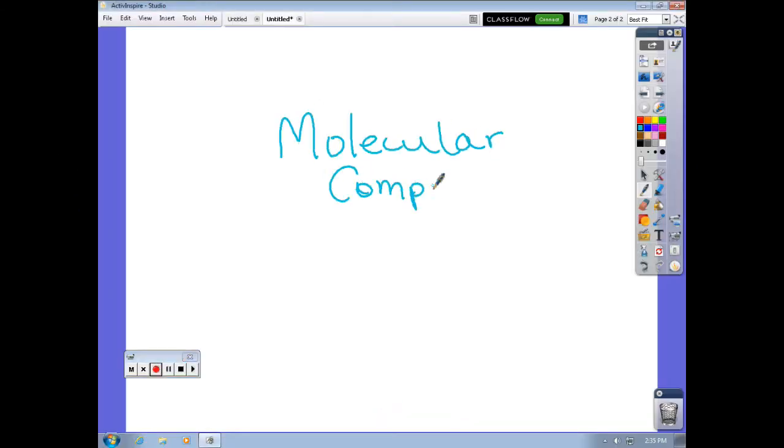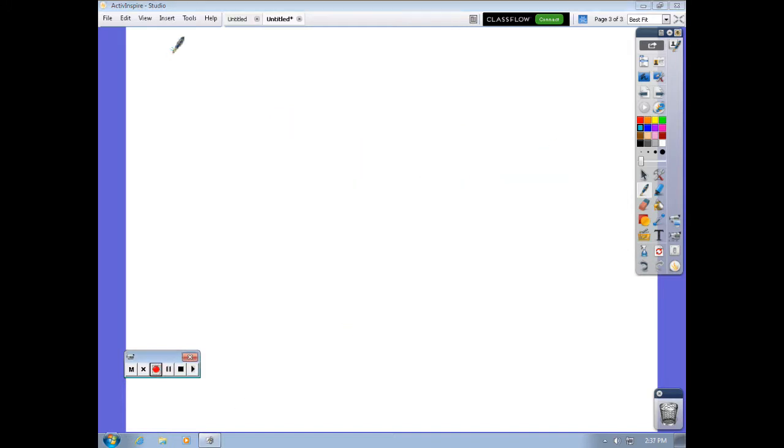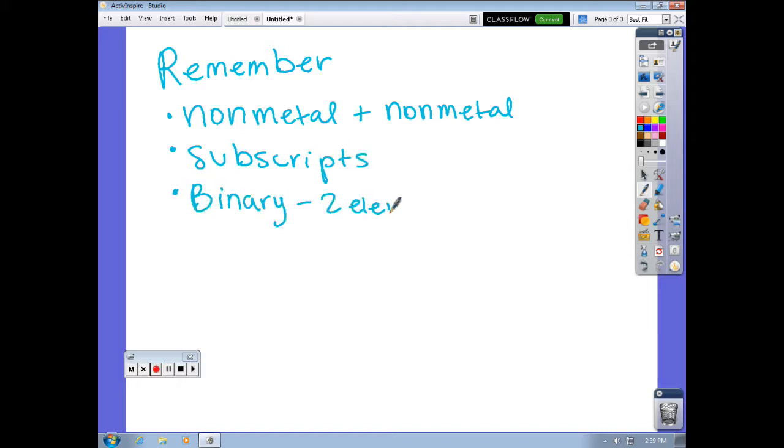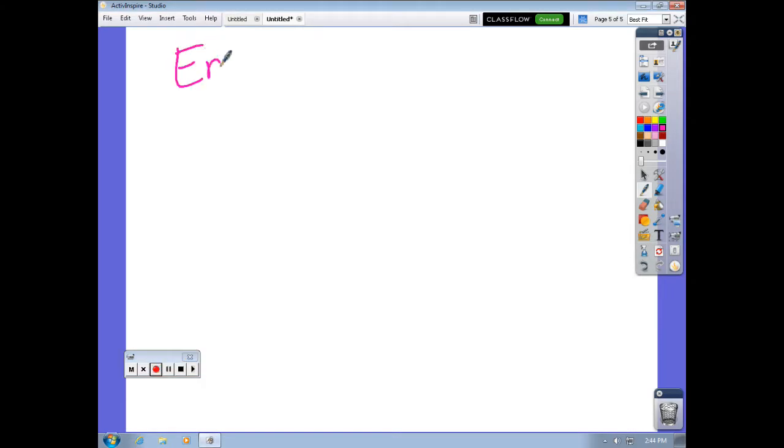Molecular compounds are composed of nonmetals. Remember to always pay attention to subscripts when naming a molecular compound or acid. First things first, you must determine whether the compound is ionic or molecular. Ionic is a metal plus nonmetal. Binary molecular compounds consist of only two elements. The first element listed keeps its name, but the second adopts the ending "-ide".